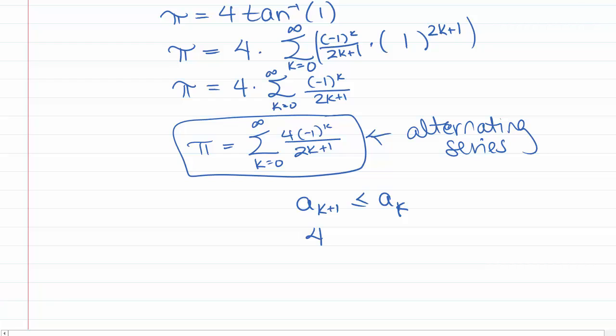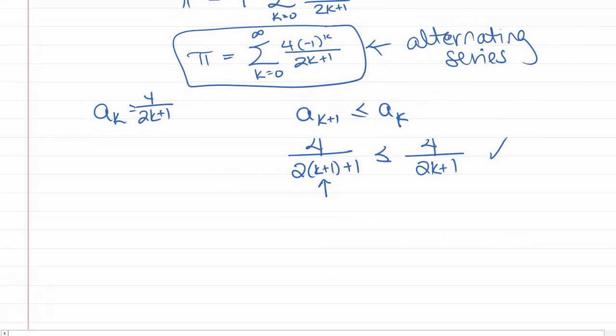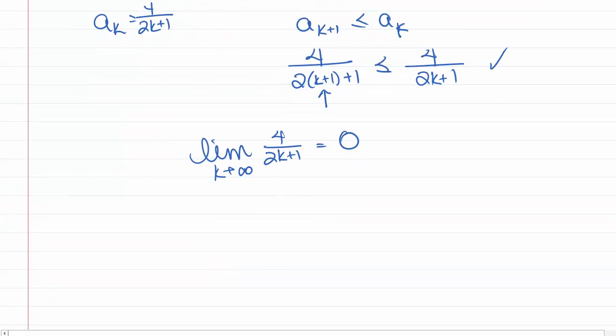Maybe we should write down what a sub k even is first. So a sub k is going to be 4 over 2k plus 1. So a sub k plus 1 is going to be 4 over 2 times k plus 1, less than or equal to 4 over 2k plus 1. So notice putting the k plus 1 over here in the bottom made the whole bottom bigger, which made the thing smaller. So yes, we believe that. And if we take the limit as k goes to infinity of the a sub k's, we can see that that goes to 0. So we're allowed to use our information about our remainders for alternating series.